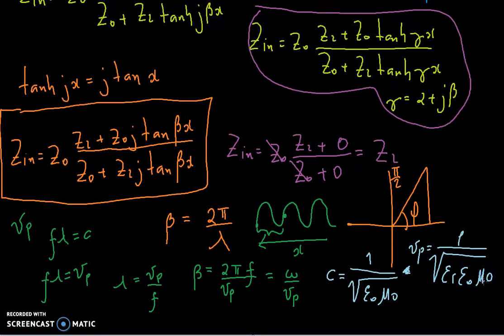Mu naught does not change in this case because we assume that in most transmission lines the material is not magnetic, so the magnetic constant is not changed. So the propagation velocity will be equal to 1 over the square root of this epsilon relative times epsilon naught, can be written just as epsilon, which is the epsilon of the transmission line, times mu naught.